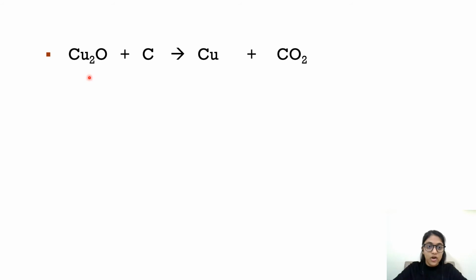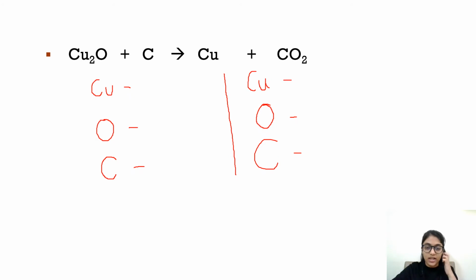So now the first example that I have for you today is this. Copper oxide plus carbon gives us copper plus carbon dioxide. And as I've said before, the first step to solving any chemical equation is to write down the number of atoms of each element on both sides of the equation. So let's do that really quickly. On the left hand side we have 2 atoms of copper, 1 atom of oxygen, and 1 atom of carbon. On the right hand side we have 1 atom of copper, 2 atoms of oxygen, and 1 atom of carbon.